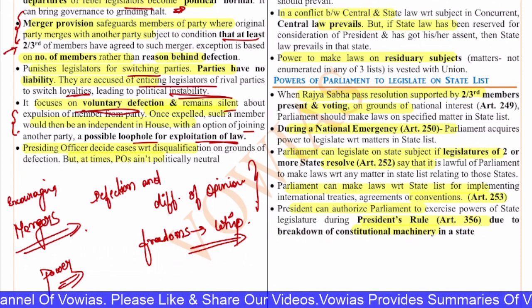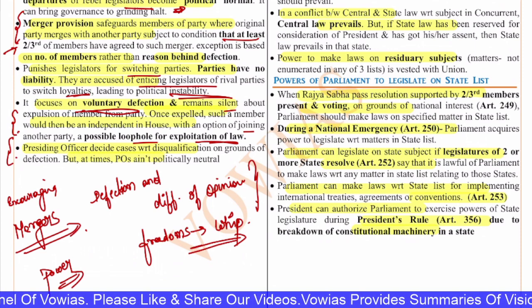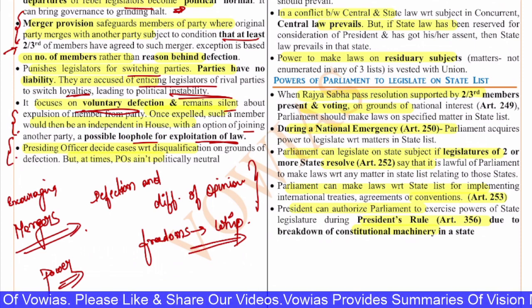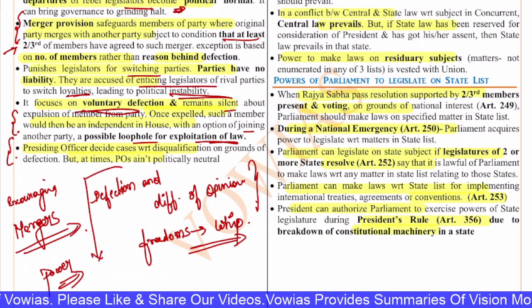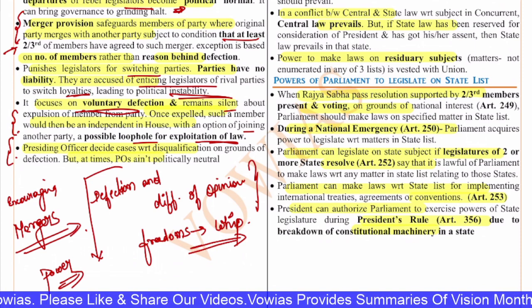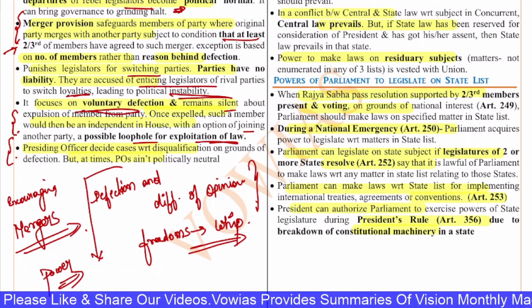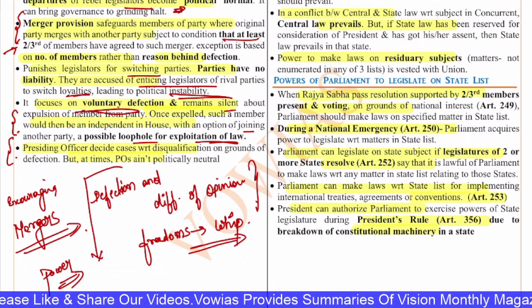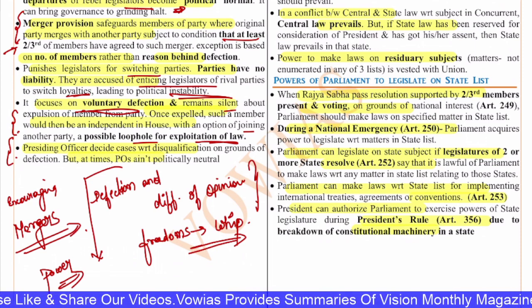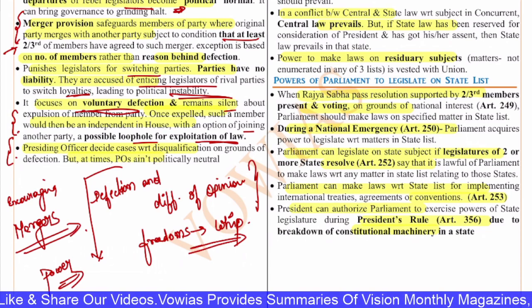And the presiding officer decides the disqualification on the grounds of defection, but the presiding officer is not politically neutral. He does not resign from the party from which he was elected. So these are the issues that are there. If there is a question on the anti-defection law, we have to write all these points.